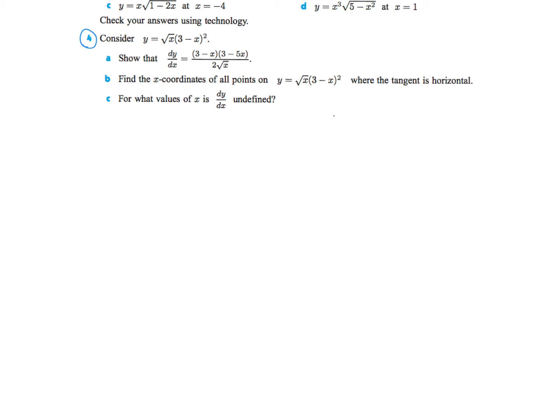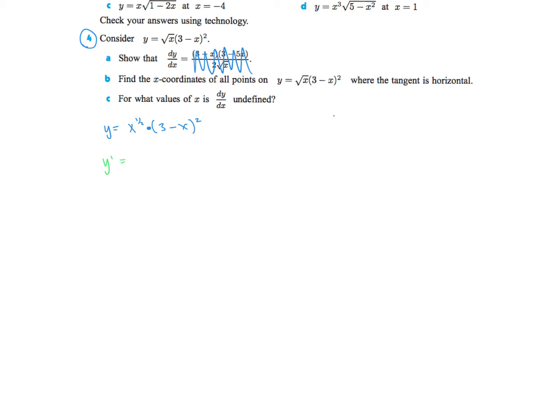So number 4A says, show that the derivative equals blah, blah, blah. So we don't even look at this. We just start by taking the derivative. So we have y equals x to the 1/2 times 3 minus x squared. Okay, so I'm going to start out with product rule. It's like a product rule chain rule, okay?